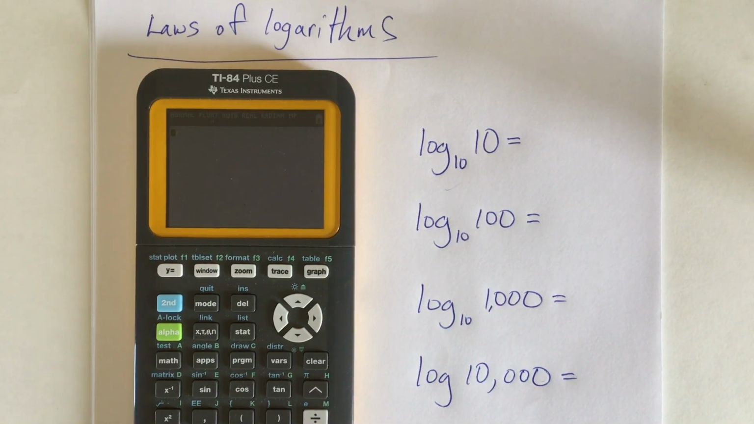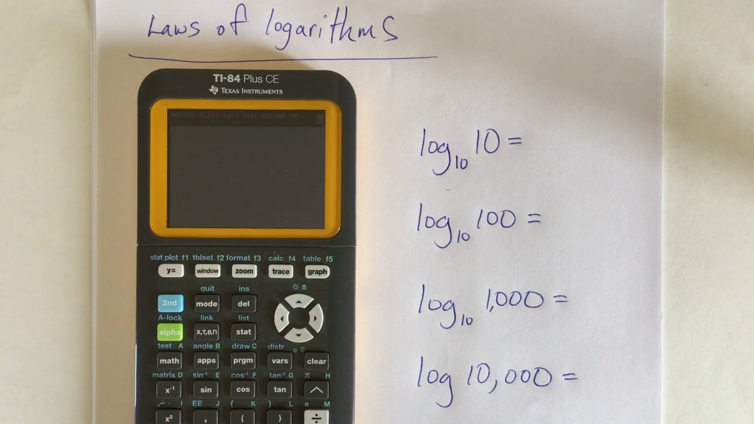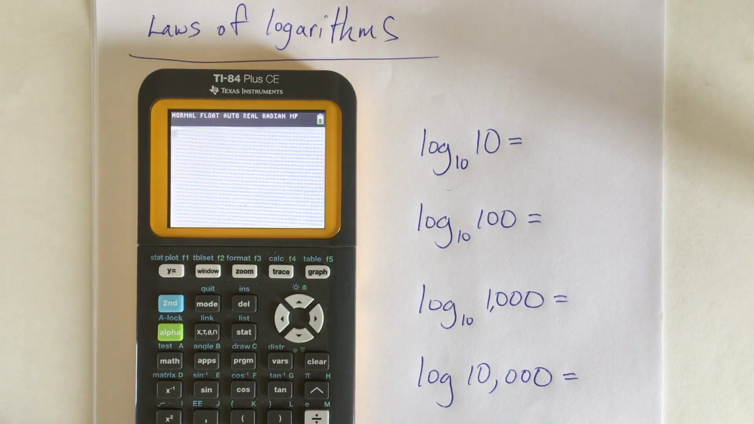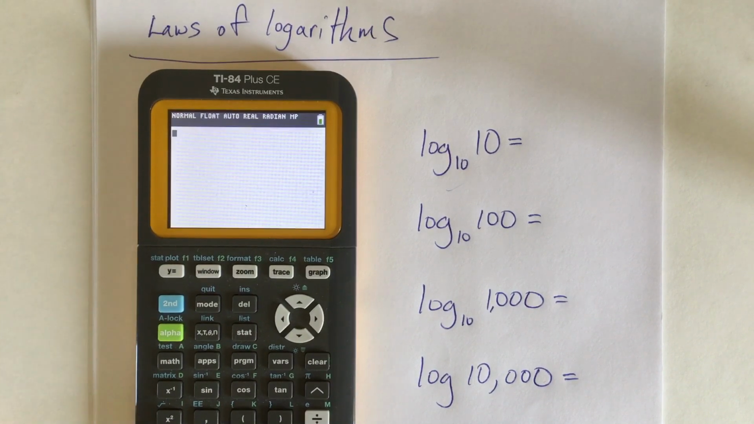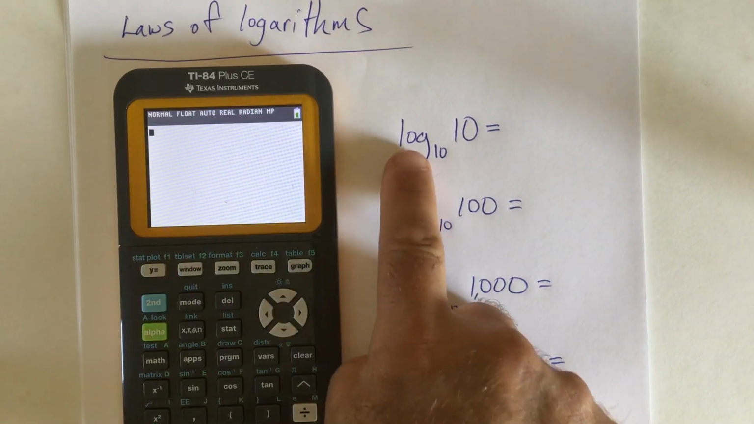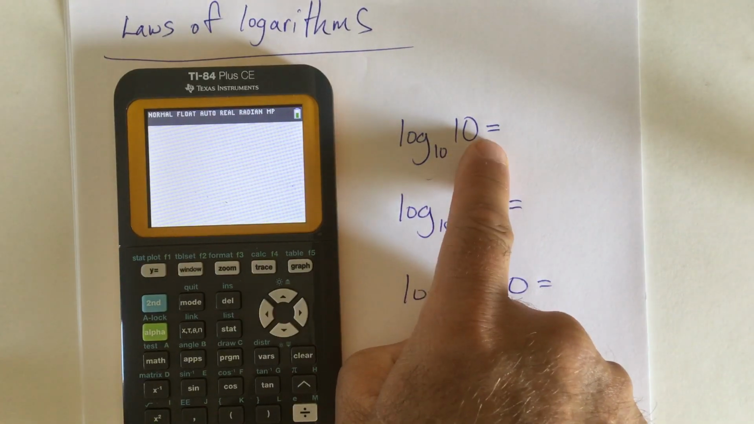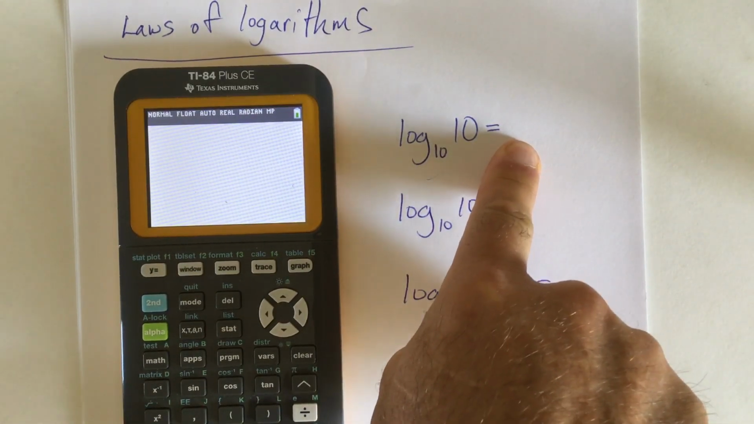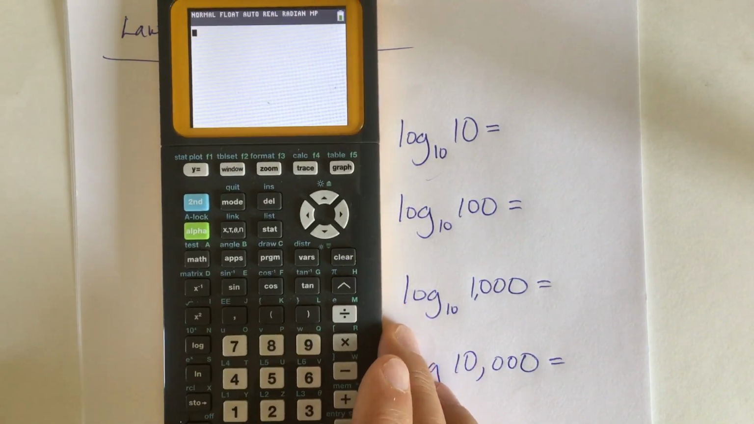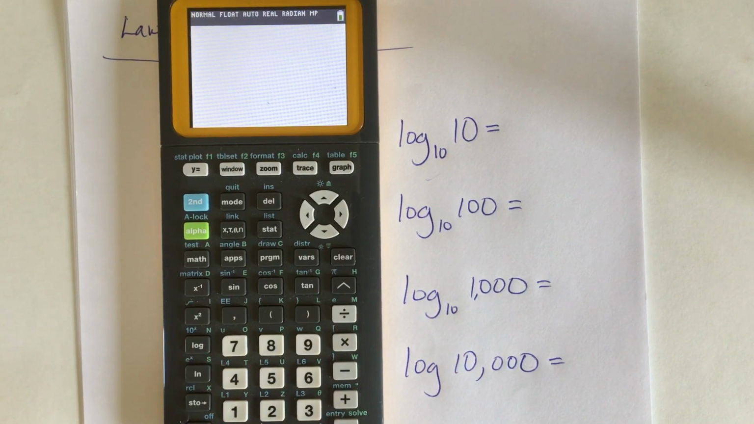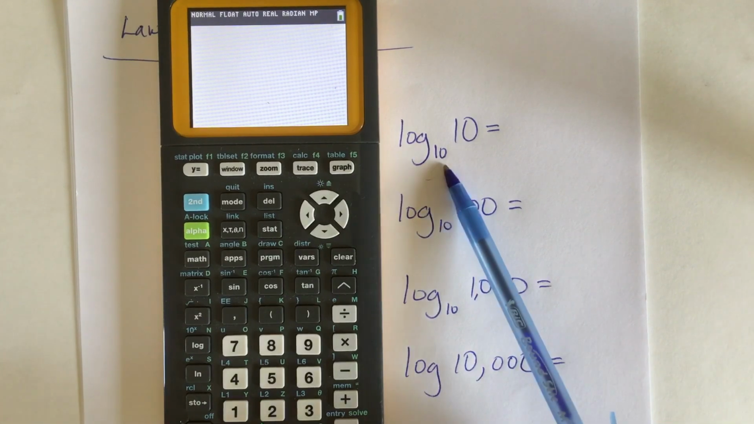Hey guys, I'm doing this video live because I want you to see my calculator display. We're talking about laws of logarithms. On the side here, you'll see I have log base 10 of 10 equals, and then I don't have anything. I just wanted to remind you that your calculator has a button that says log, and it is log base 10. So I never have to tell the calculator what base I'm using as long as the base is 10.